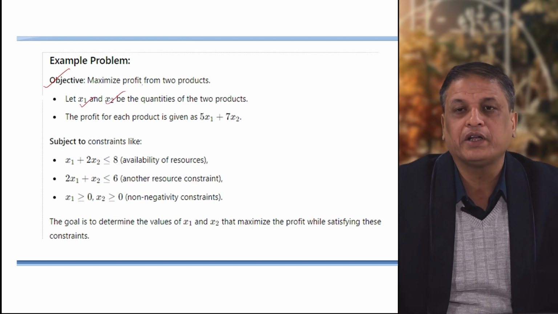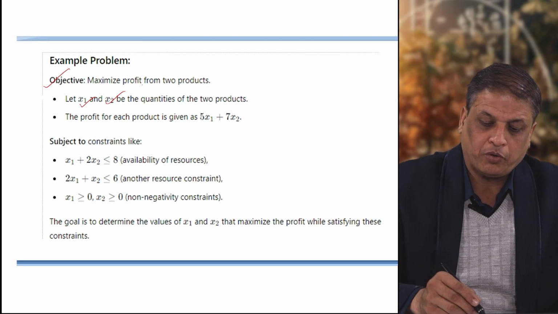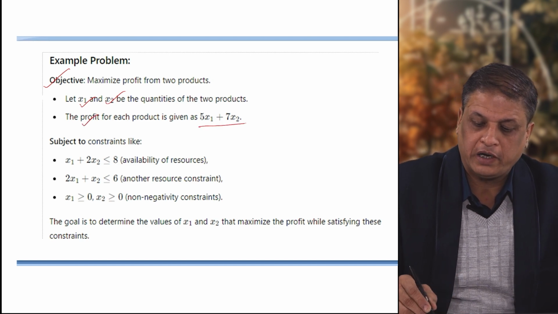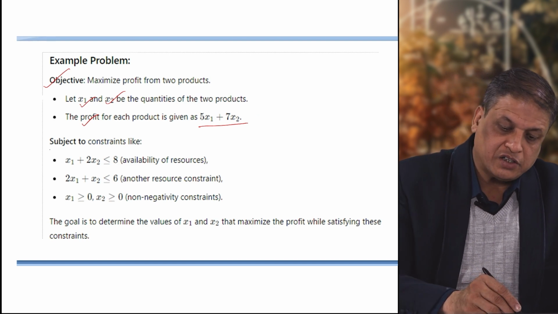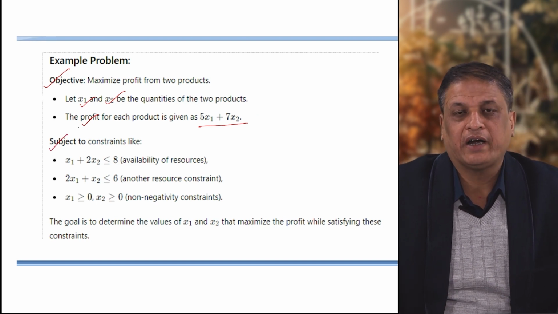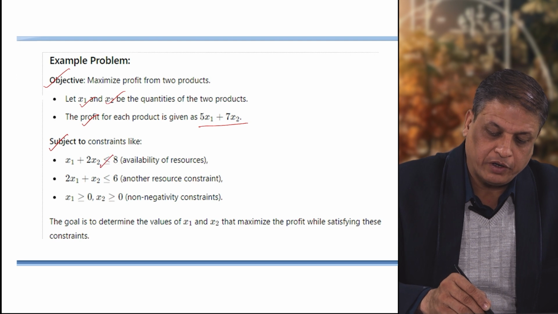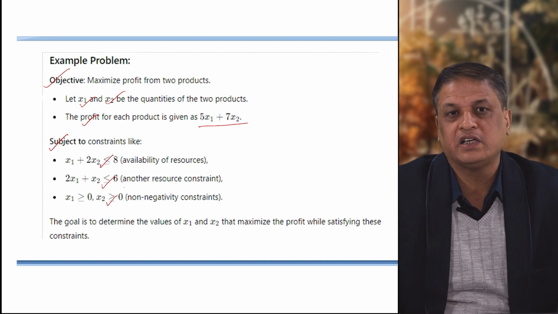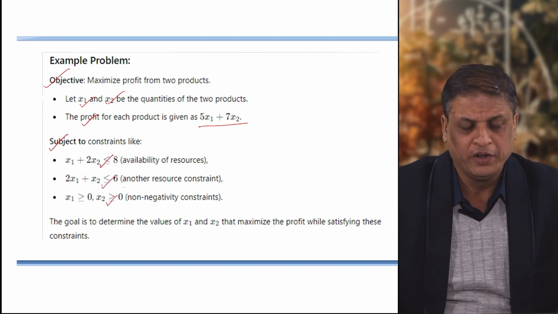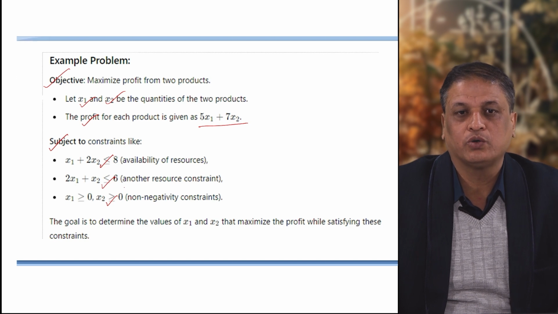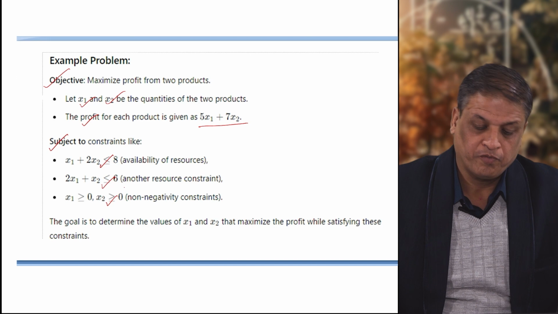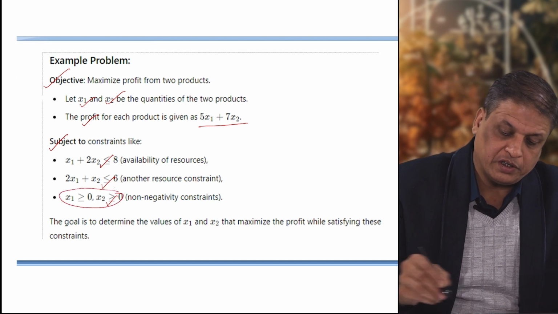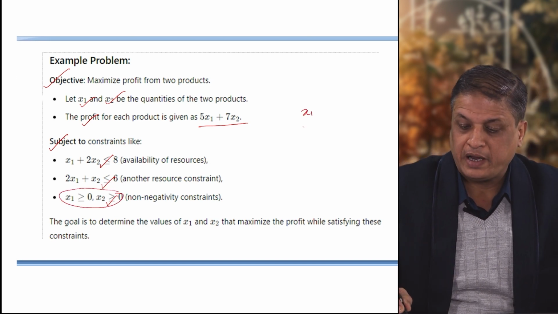Over here, say the objective is to maximize the profits from two products, wherein x1 and x2 are the quantities of the two products, and the profit is governed by the equation 5x1 plus 7x2. It is subject to some constraints, represented by inequalities, as I already said, that is less than or equal to, or greater than or equal to. Over here it is x1 plus 2x2 less than or equal to 8 and 2x1 plus x2 less than or equal to 6. But there is an important observation that x1 and x2 should always be greater than or equal to 0.